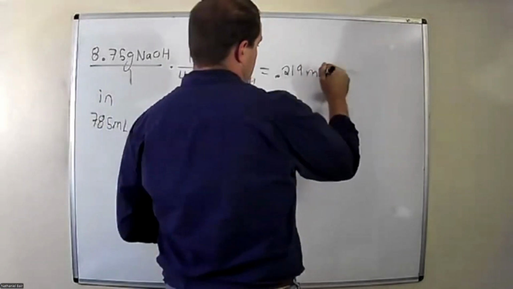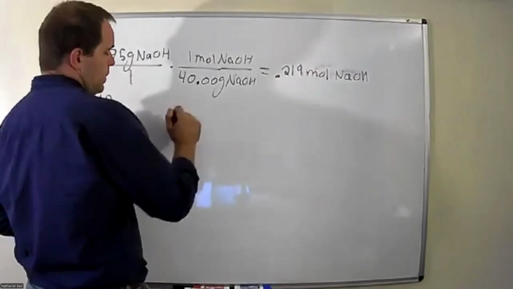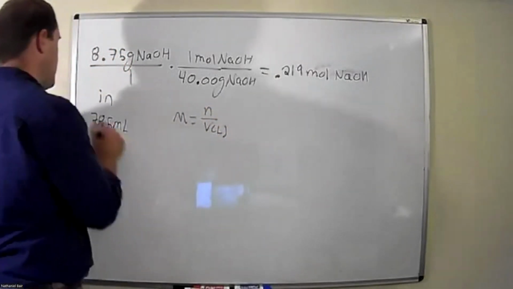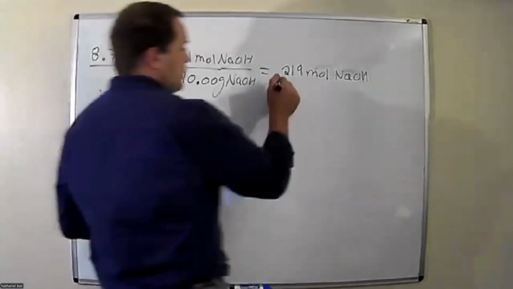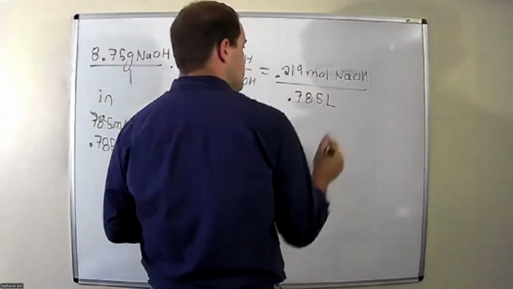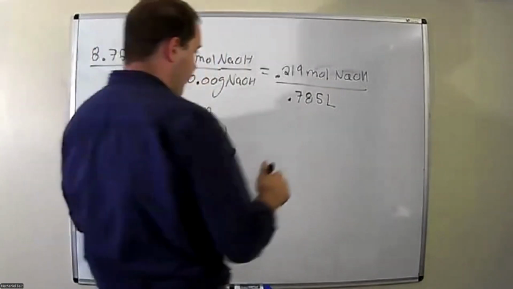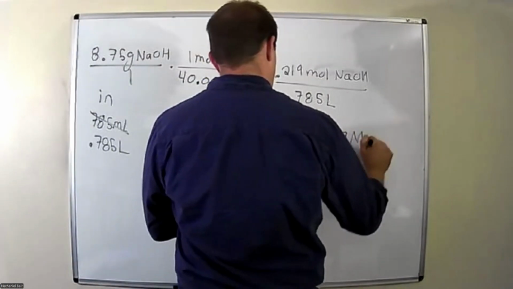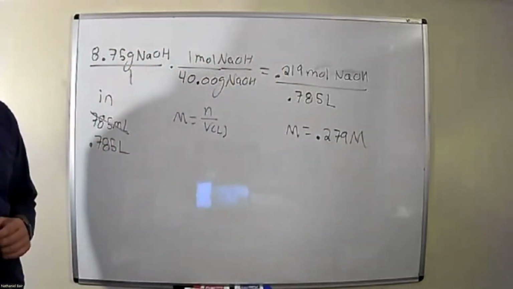That's just moles of sodium hydroxide. Now we need to divide it by the volume in liters. Remember, molarity is moles per volume in liters. So we need to divide that by 0.785 liters to get a molarity. 0.219 divided by 0.785. That molarity is 0.279 molar sodium hydroxide. And 3 sig figs divided by 3 sig figs, 3 sig figs.